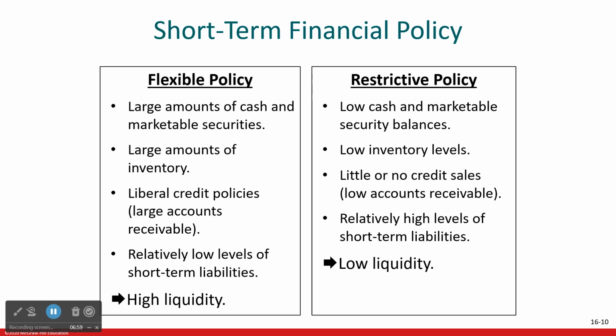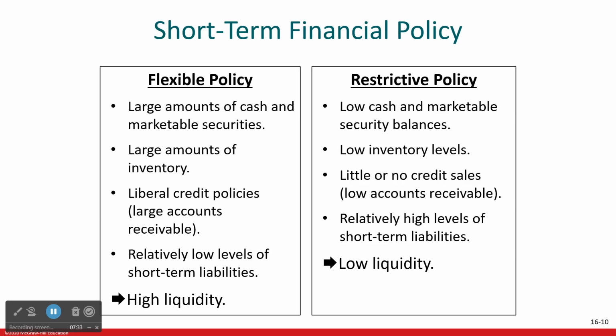So the question becomes, why does this matter? Part of what the chapter talks about is financial policies, a flexible policy versus a restricted policy. A flexible policy is a conservative policy, meaning that you have a large amount of cash on hand, a large amount of inventory on hand, you give trade credit to all of your customers, and you have relatively low levels of short-term liabilities, which means you're paying your bills pretty quickly, which means you have high liquidity.